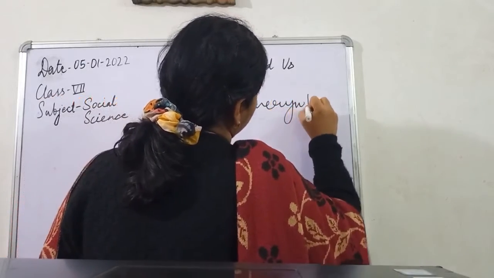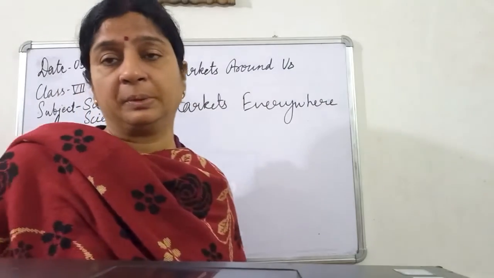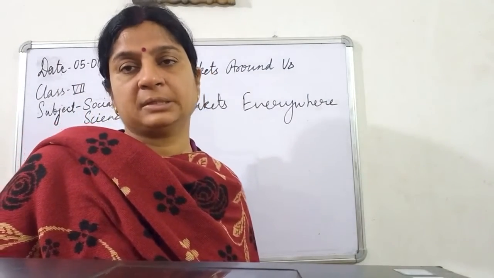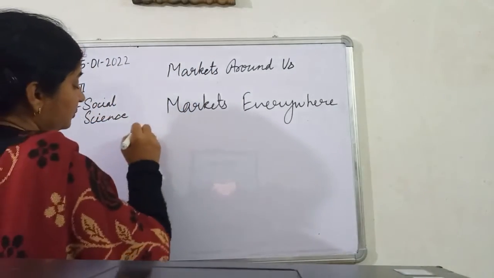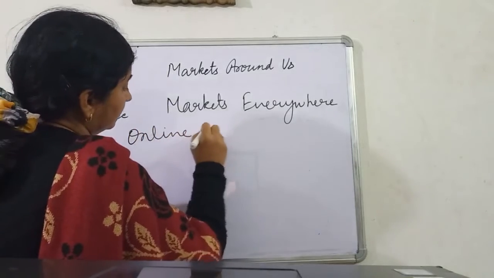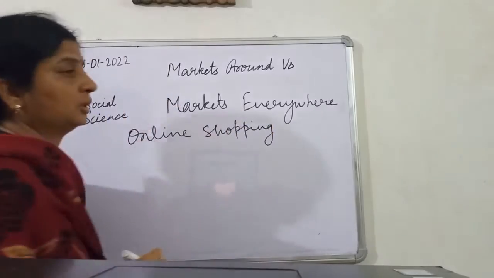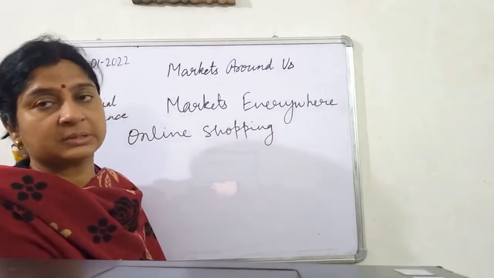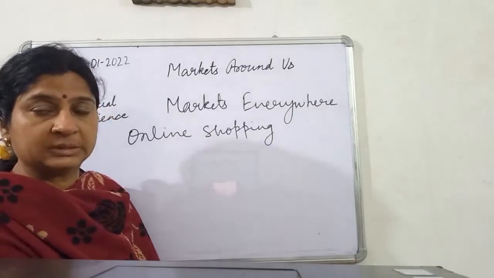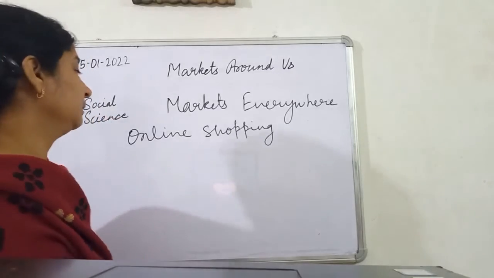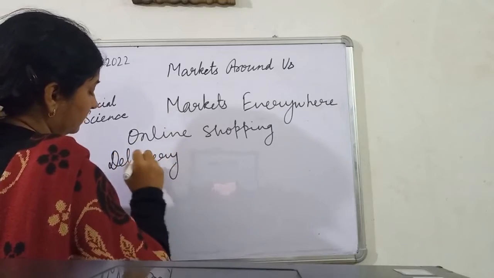Markets everywhere, it means that many times it happens that you may not be able to see any shop or shopping complex or mall. Still, selling and purchasing of things is going on. So, this is markets everywhere, like online shopping. In online shopping, you are not seeing any shop. You are not going to market. You are not going outside your house, and still you are purchasing things. So, this is one of the examples of market everywhere, like delivery of goods.